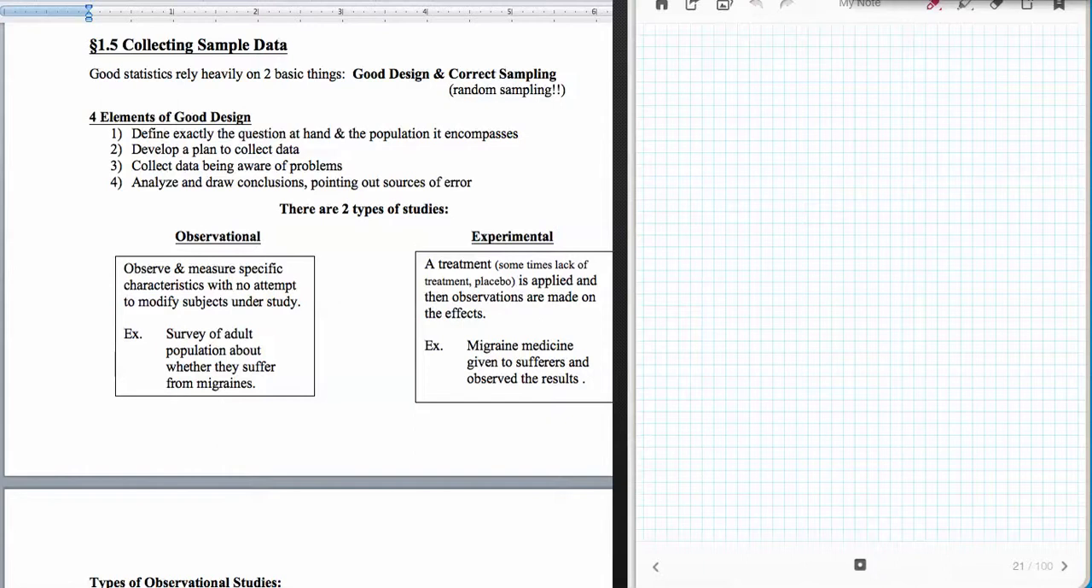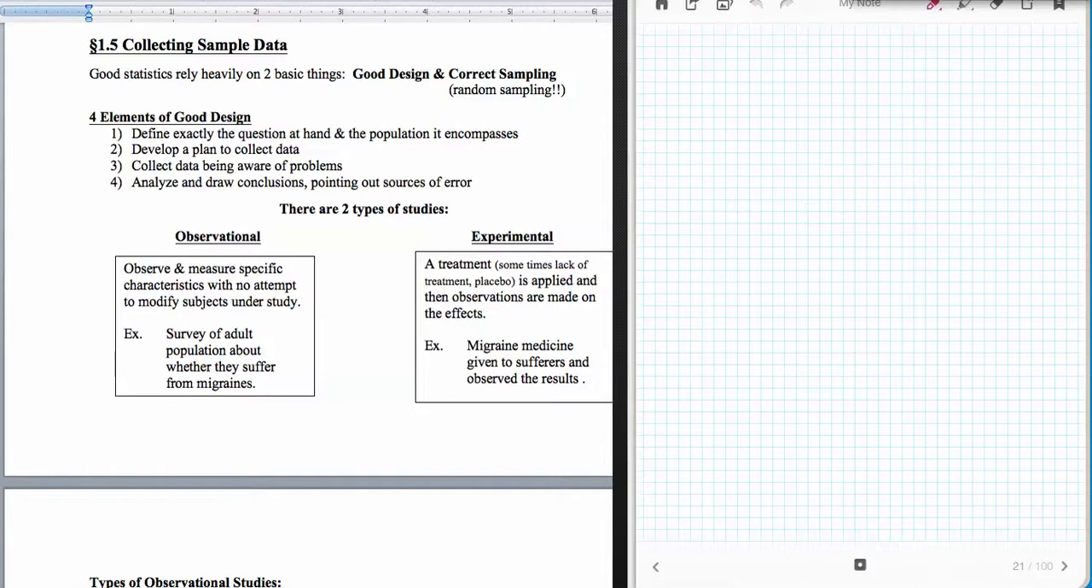And then when you analyze and draw your conclusions, being able to have pinpointed sources of error and problems that could have occurred, and being able to tell others about those potential sources and how what they're seeing may not actually be everything that's there. So that's designing a good experiment or a good observational study.